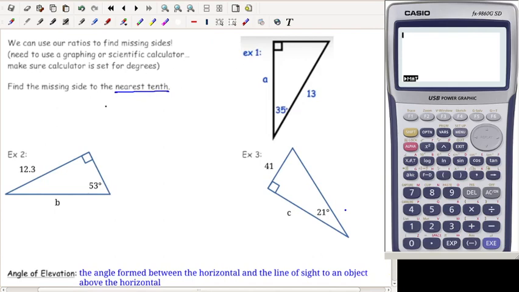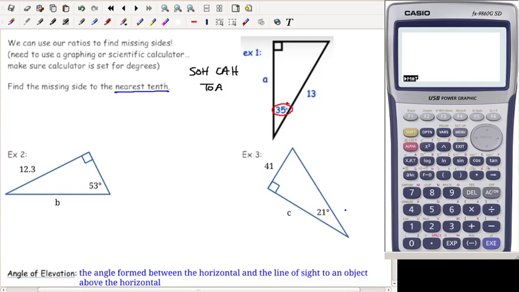So that's what I'm aiming for, nearest tenth. Looking at example number 1, I have the angle 35, the side 13, and the missing side A. Every time I start out, I'm just going to write out SOHCAHTOA, because that's going to help me figure out which of these I'm going to use to find my missing side. And my focus angle is this angle that they've given me, this 35 degrees.